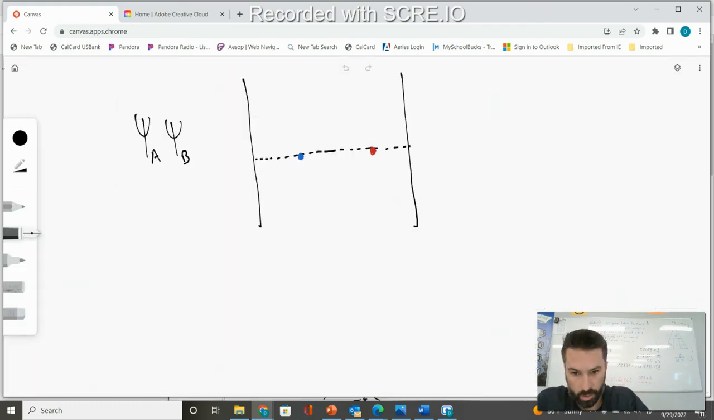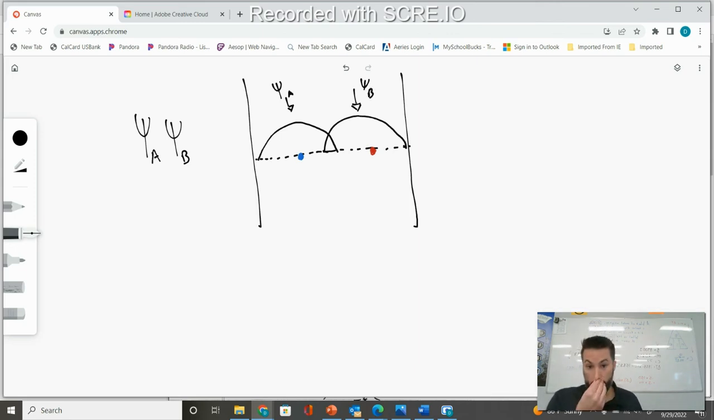There we go. So it could look like this. Here's the positive. Let's get that a little bit better. There's the positive, and that right there is psi A. And then psi B, sorry, we're overlapping, would look like this. Psi B. Okay? So if I add those two things together, these right here, this is called your overlap.